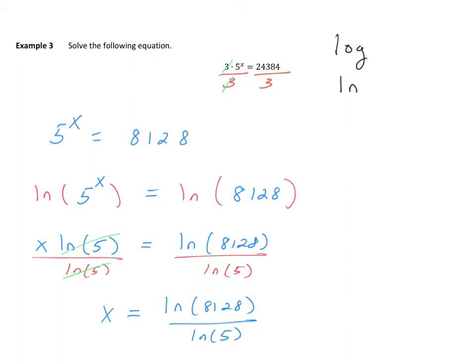So maybe I'll type this into my calculator and see what we get. So I'm going to enter ln 8,128 divided by the natural log of 5. That is about 5.59.